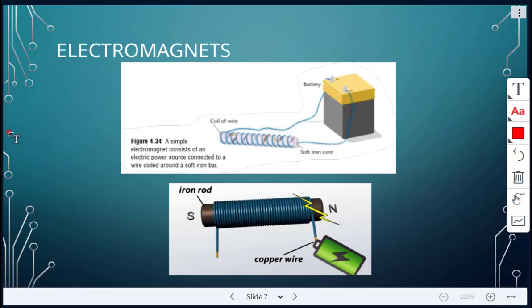Okay, so here we're just looking at some simple electromagnets. We have an electric power source connected to a wire, and inside here we have the soft iron core, and we can see these paper clips attached to it because it's magnetic. And here we can see a similar setup, but we also see the north and south pole.